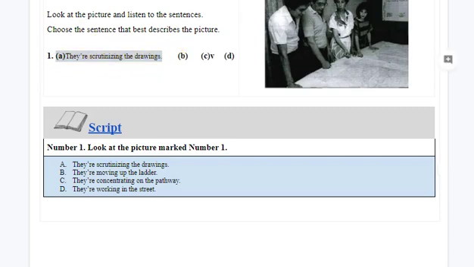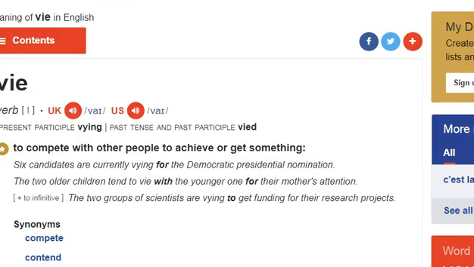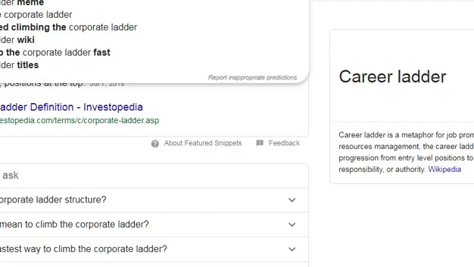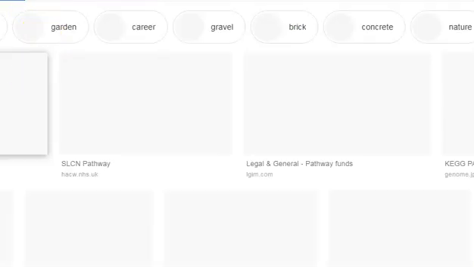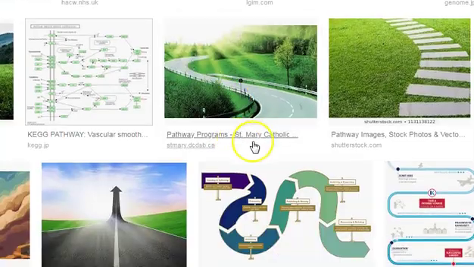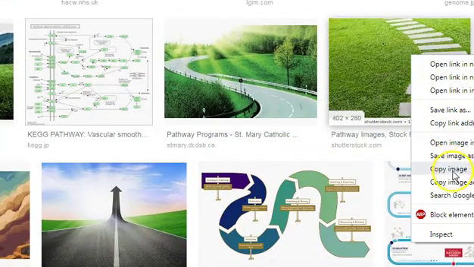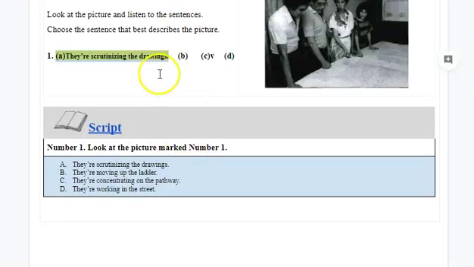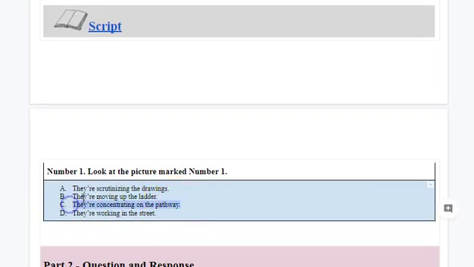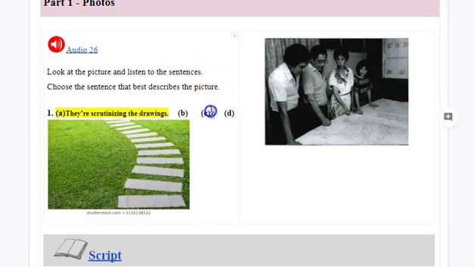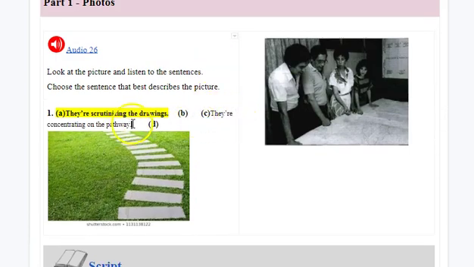Do you know what pathway is? No. Okay. When you say pathway, I will paste this one. So this is just an example of a pathway. So that's a pathway. Oh, pathway. Okay.